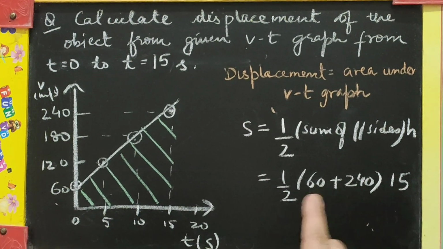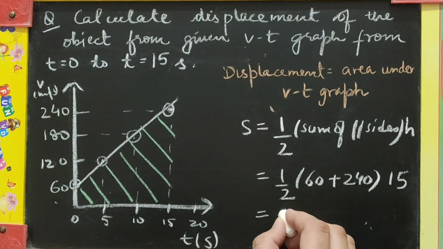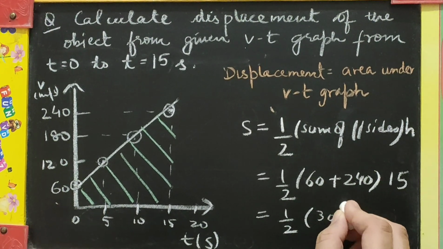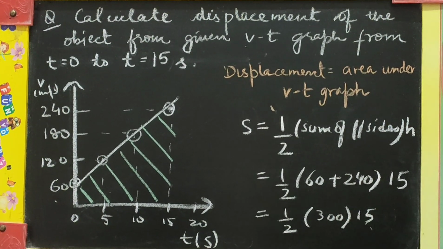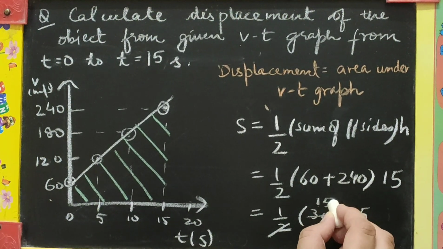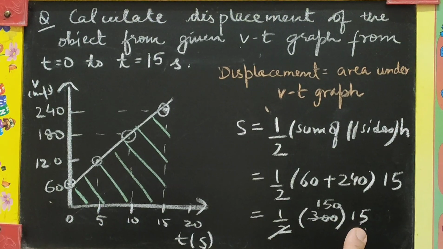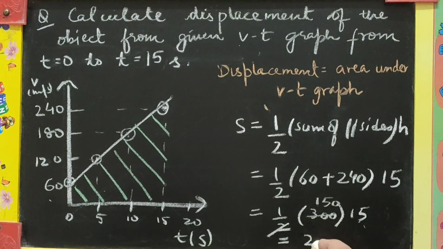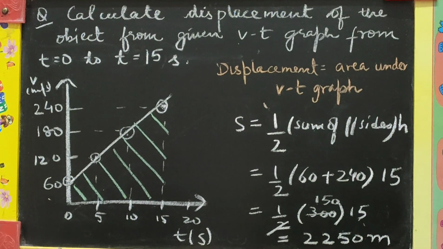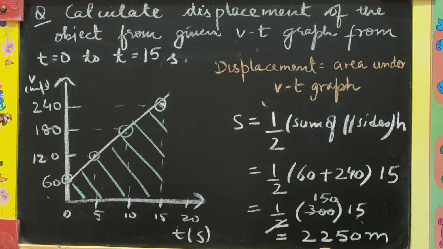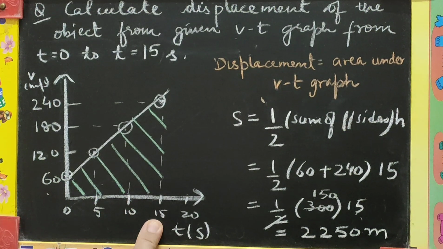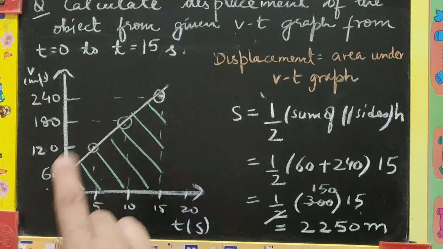So we will be solving this further. I get half into (60 plus 240), which would be 300, into 15. When I simplify it, I am left with 150 into 15, which gives me the answer 2250 meters. So this is the distance travelled by this object from t0 to t15 seconds. I have calculated the area of this trapezium.